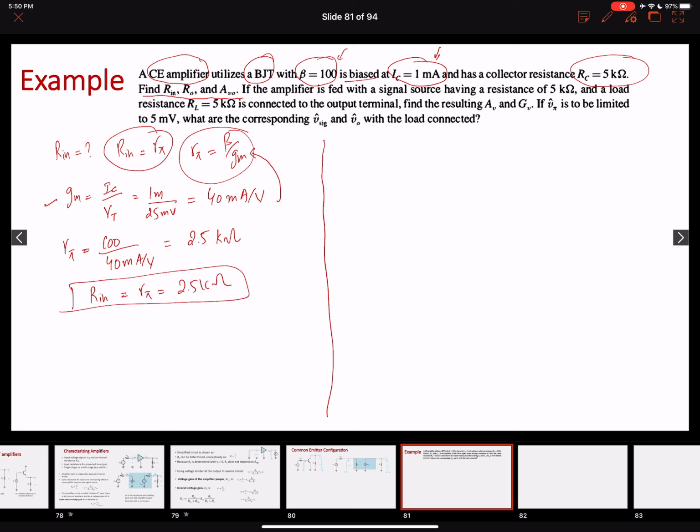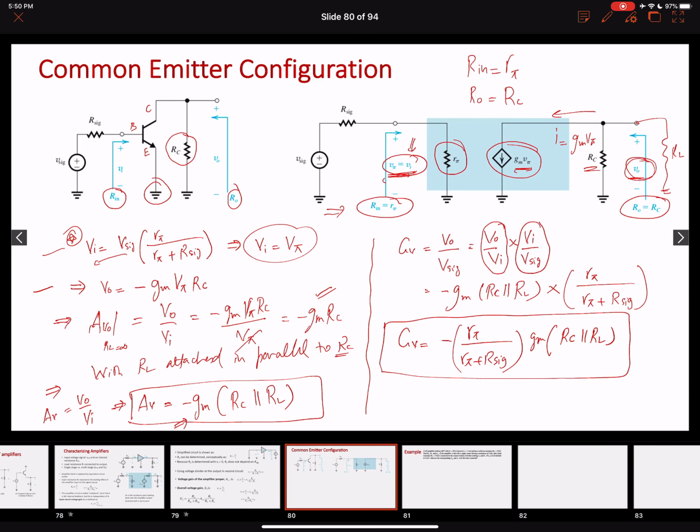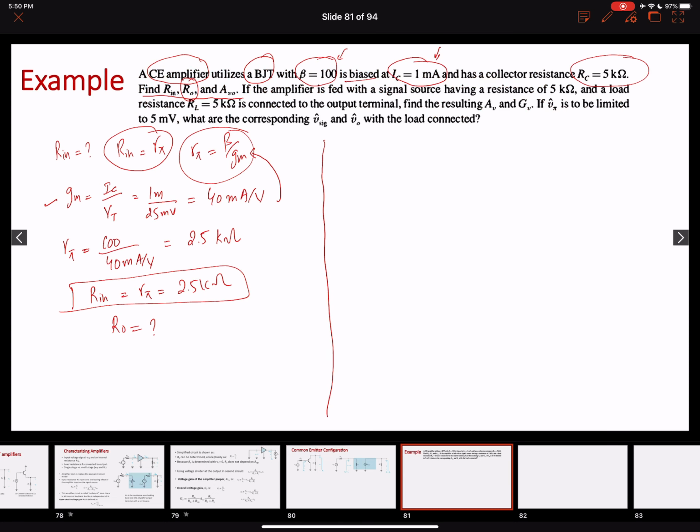Okay, so this is great. The second thing that we need to find out is R naught. Okay, so let's find out R naught. Again, going back to the same model that we just derived, we know that R naught equals RC, and we know the value of RC, which is 5 kilo ohms. So this is our value of R naught. Okay, so that was quick and easy.